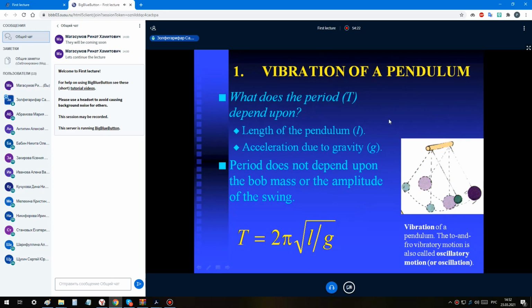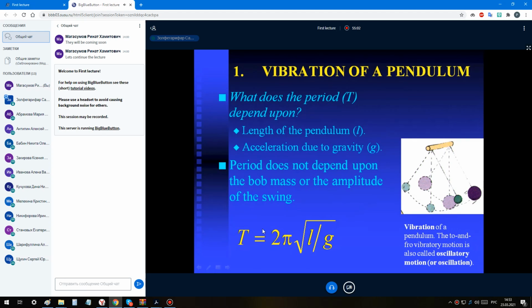Now we are going to have definitions of T, L, and F: T is the period, L is the length of the pendulum, and F is the frequency. The period is shown with the equation in this slide.